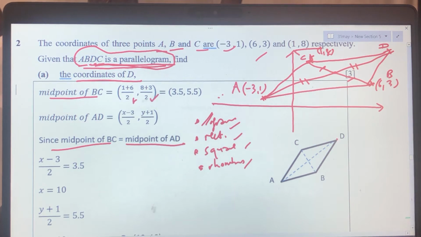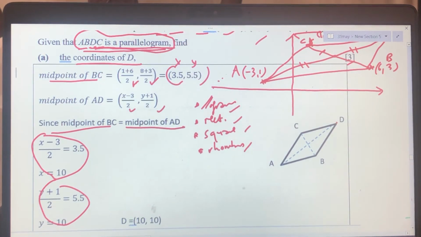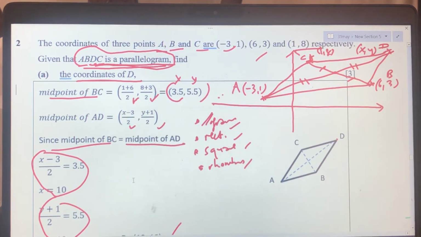Please learn now, there are some of you who don't know this. You get this answer, this is your X value, this is your Y value, correct? Then for the midpoint of AD, you call this by an unknown X and Y. Then you'll be able to get the midpoint for this, and then you compare for X, compare for Y, you'll be able to get the answer as (10, 10). So this is the correct way to do it. Please commit this to memory, so these four shapes can be used.